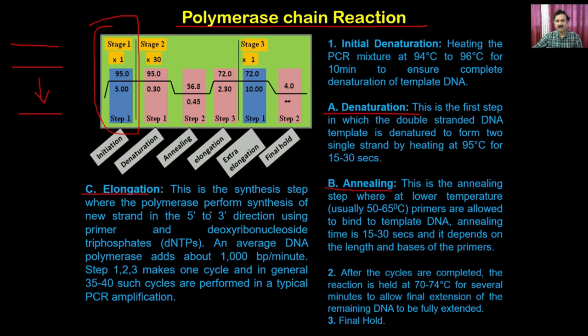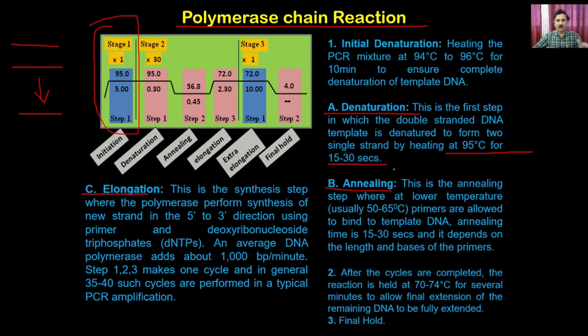And these three events are considered to be one cycle. So in the denaturation, again, you will denature the DNA before you start the annealing step. This is the first step in which the double stranded DNA template is denatured to form the two single stranded DNA by heating at 95 degrees Celsius for 15 to 30 seconds.